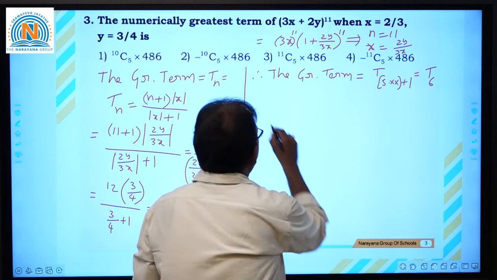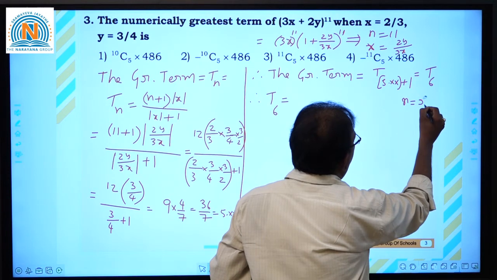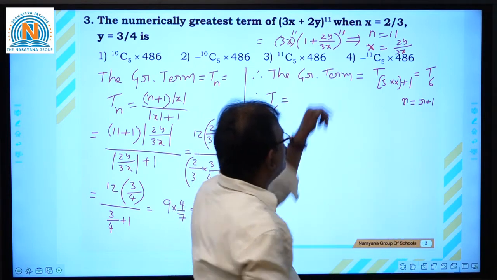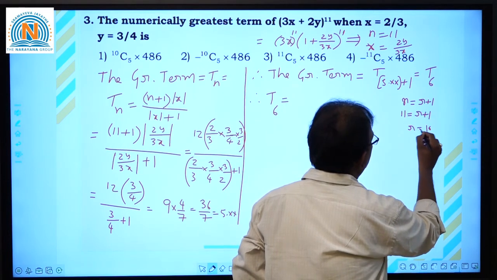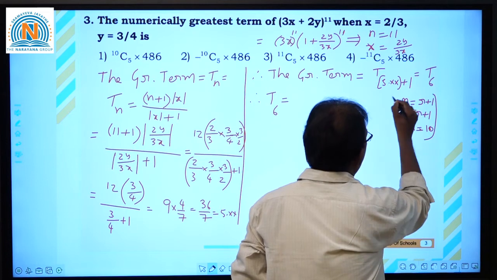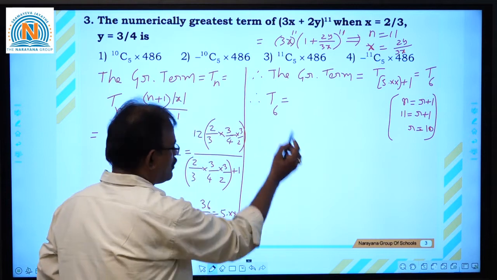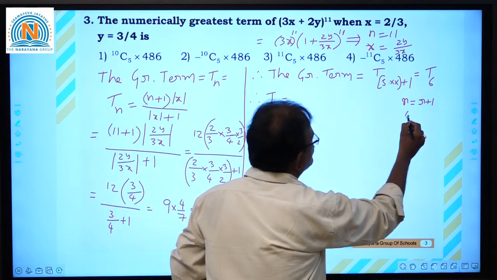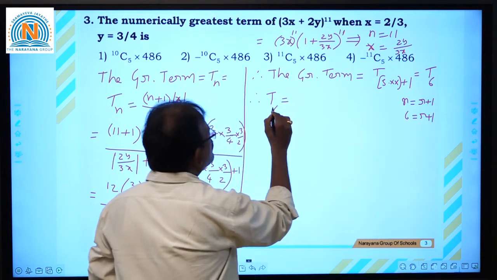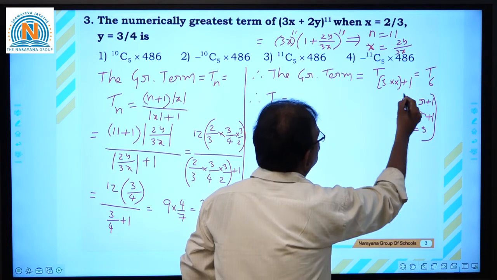The 6th term is the greatest. Therefore, the 6th term is equal to, here n is equal to r plus 1. Here n is equal to 11. From that, r is equal to 10. Sorry, here this is T6, so 6 is equal to r plus 1, because Tn is equal to Tr plus 1, we know that. So r is equal to 5.